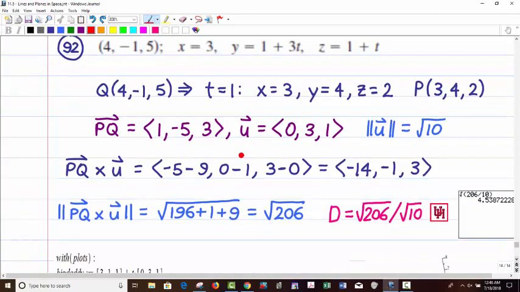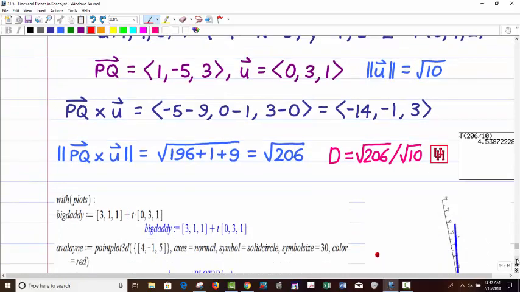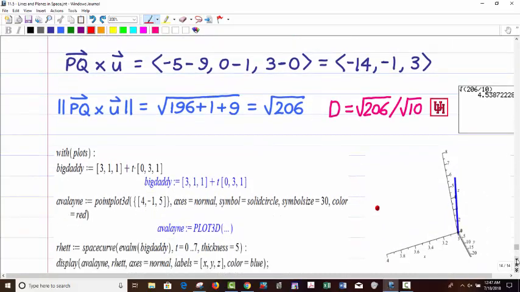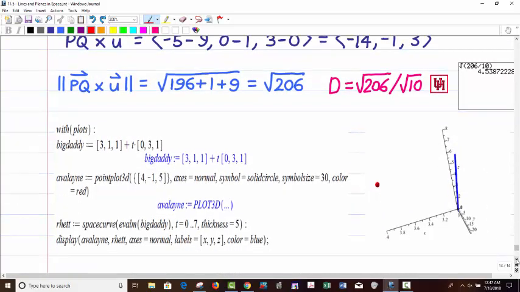I have to do the cross product, which the formula is on the other page. I'll skip the formality on that. But here's the cross product, which will result in -14, -1, and 3. So the magnitude of that cross product equals the square root of 196 plus 1 plus 9, square root of 206. So the distance between the point and that line will be the square root of 206 divided by the square root of 10. So roughly the square root of 20, about 4.5 or so.